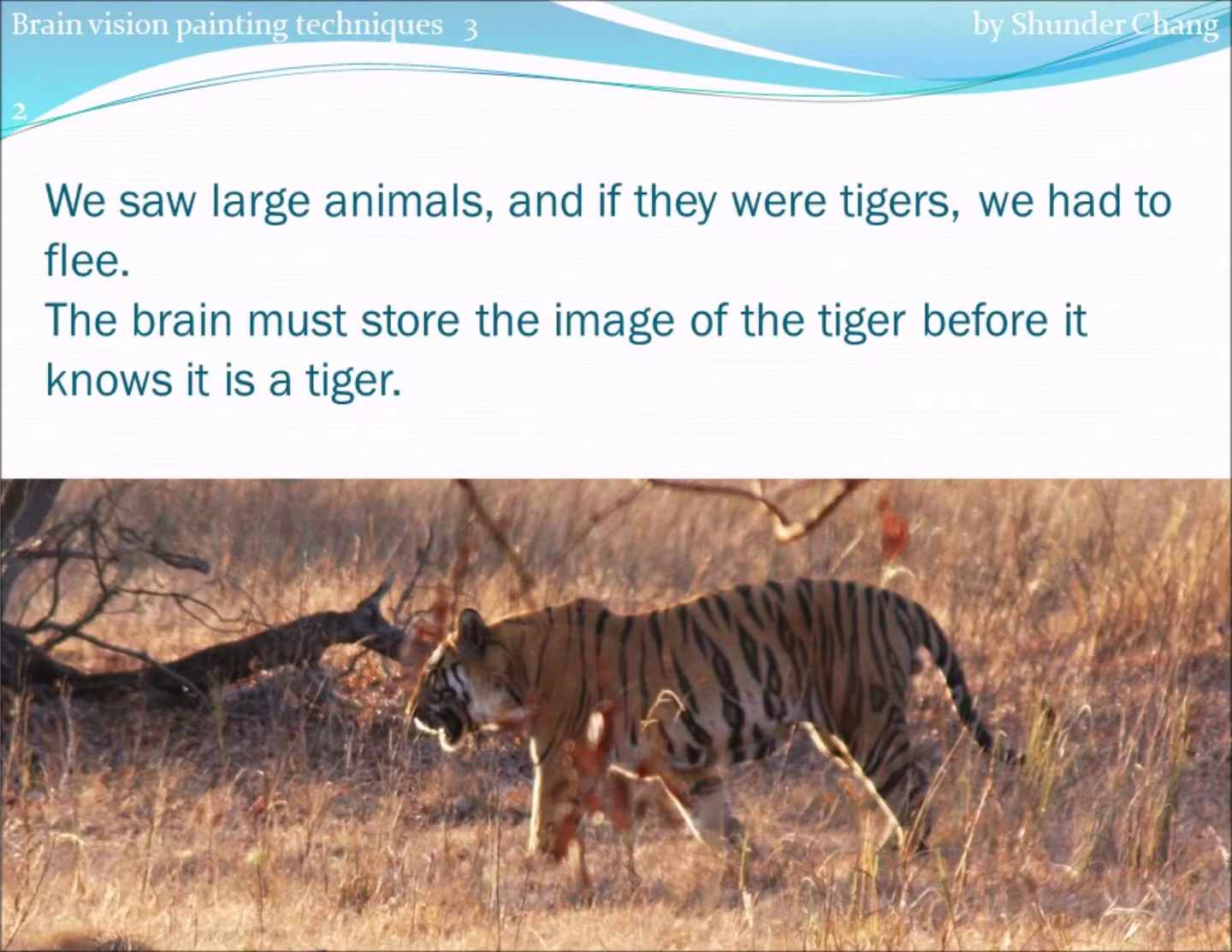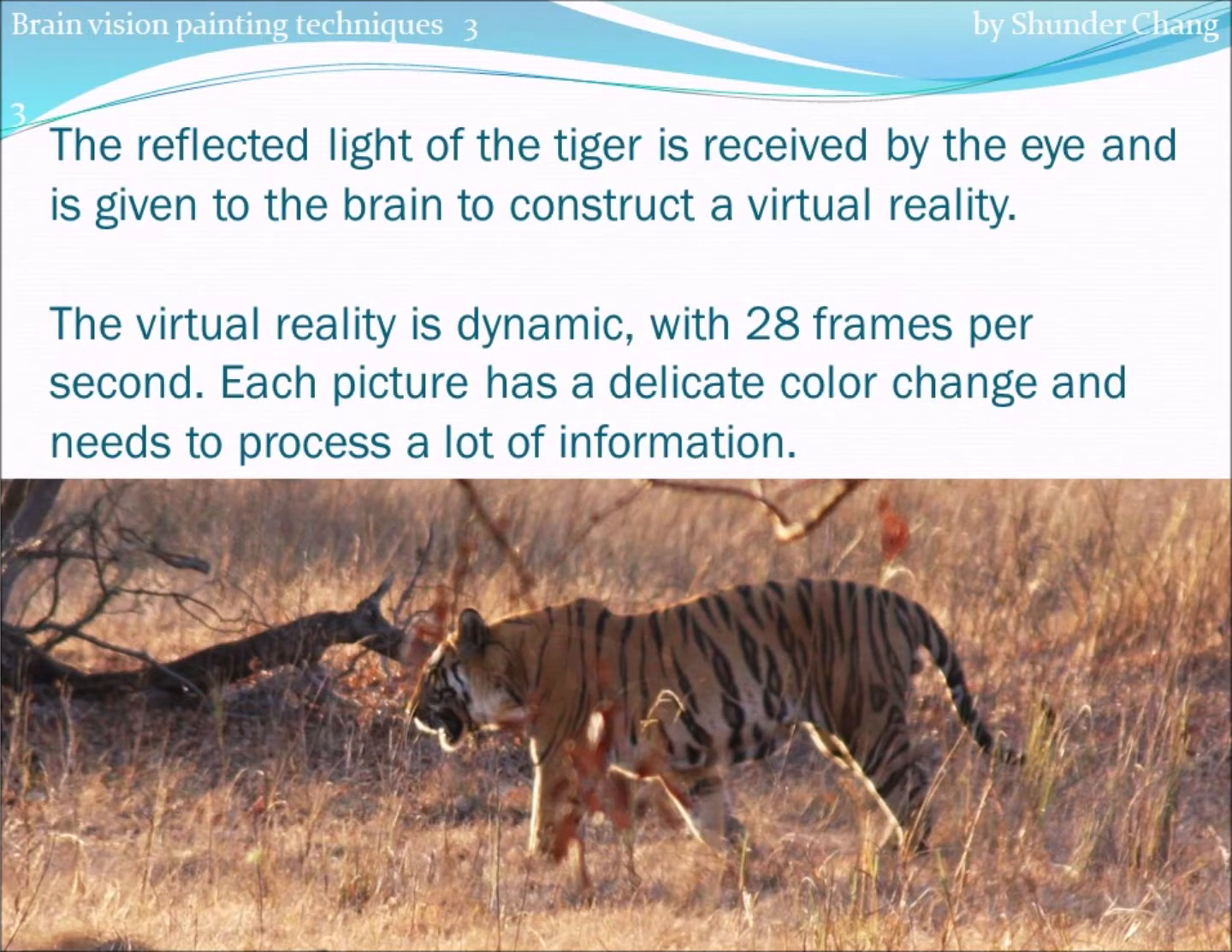We saw large animals, and if they were tigers, we had to flee. The brain must store the image of the tiger before it knows it is a tiger. The reflected light of the tiger is received by the eye and is given to the brain to construct a virtual reality. The virtual reality is dynamic, with 28 frames per second.